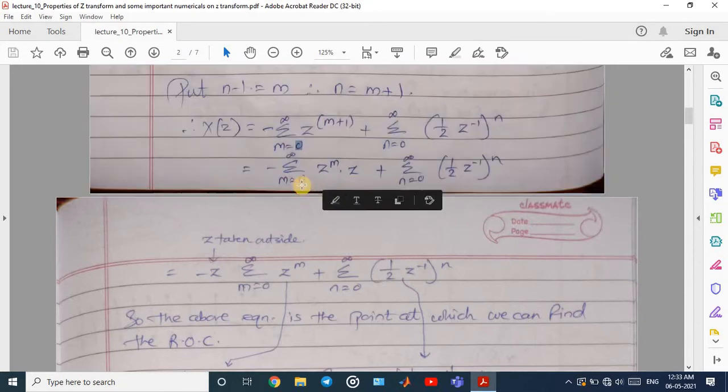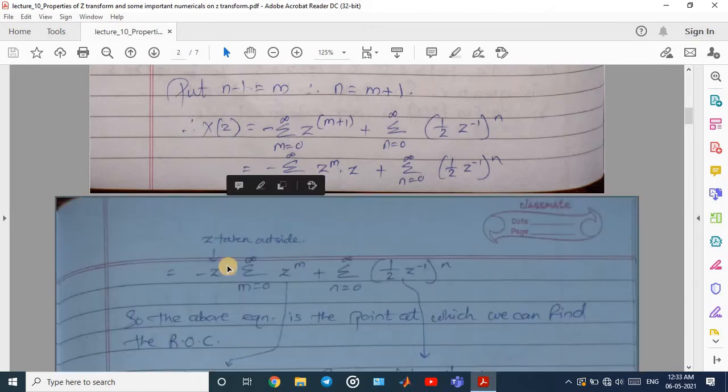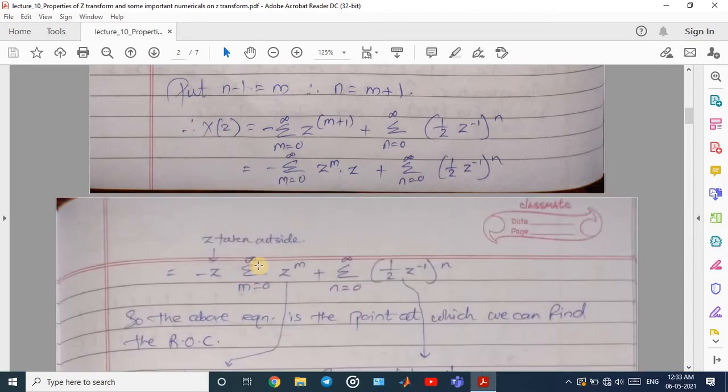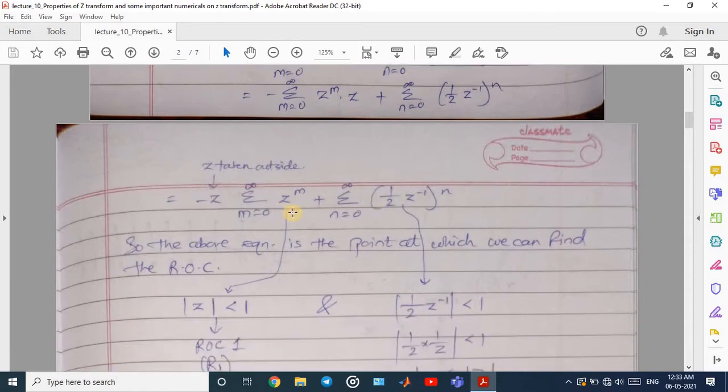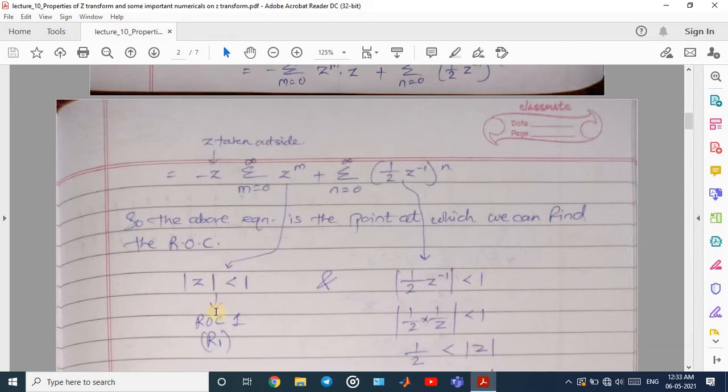So you can see that this summation consists of m terms. So this summation will take the summation of this term only, it will not take summation of this. So we need to take it outside, so z is taken outside. I've written here, then summation of m equals to 0 to infinity as it is, z to the power m remaining, plus this term remains as it is. So now this is the point at which we are going to find out our region of convergence. So this will become R1.